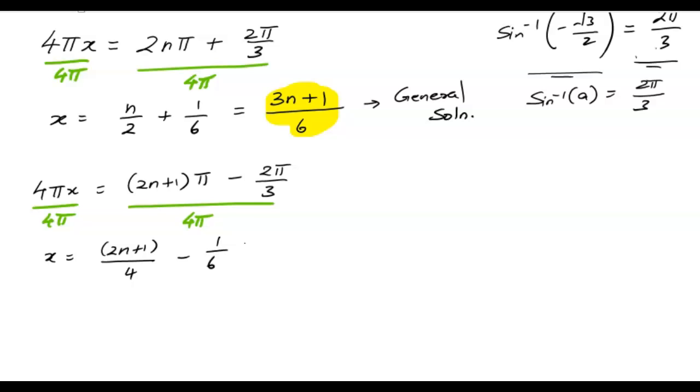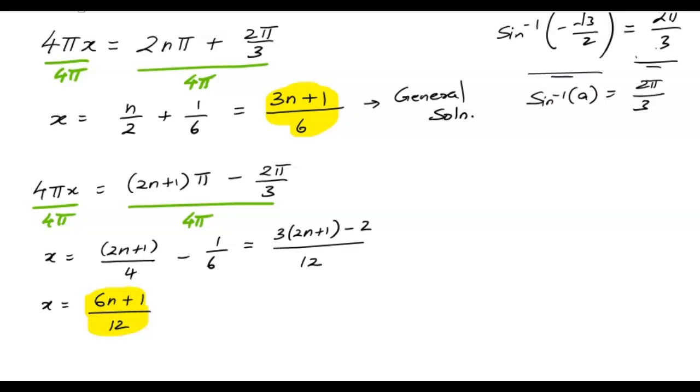Making them the same denominators. If I make them the same denominator, which is going to be 12, right? So 3 times (2n plus 1), take away 2, right? Which is going to further simplify itself as 6n plus 3, take away 2, right? Or in other words, (6n plus 1) over 12, and that's going to give us a second general solution to this particular scenario.